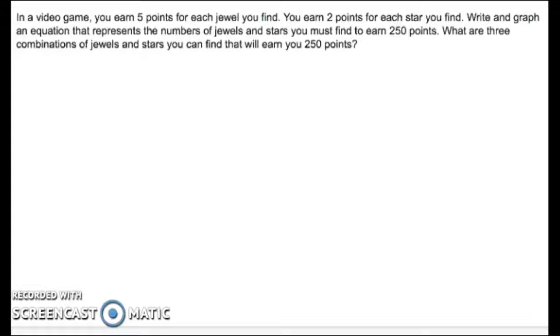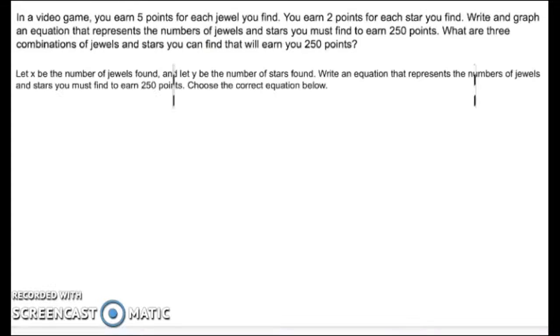In the video game, you earn 5 points for each joule you find, and you earn 2 points for each star you find. Write and graph an equation that represents the number of joules and stars you must find to earn 250 points. What are 3 combinations of joules and stars you can find that will earn you 250 points? Let x be the number of joules found, and let y be the number of stars found. Write an equation that represents the number of joules and stars you must find to earn 250 points.